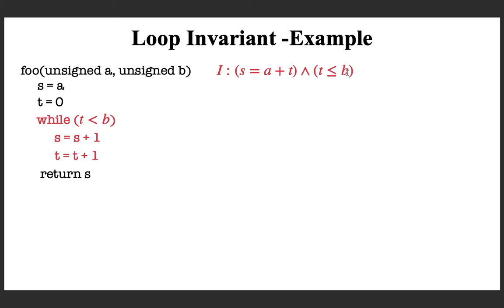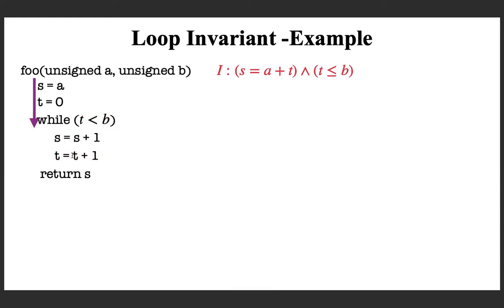So now it is my responsibility to prove that it is a loop invariant. That is, when the control comes to this for the first time, it is true. That is, at loop entry, it is true. And whenever you go after this statement, it is true. Loop exit. I can do it.